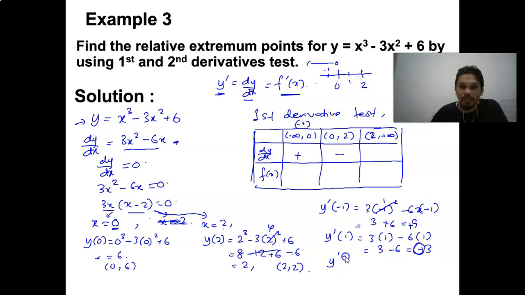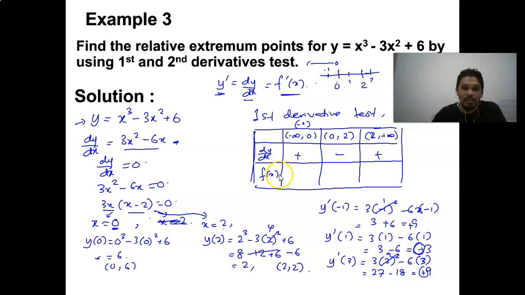And then y prime for any value of x between 2 and positive infinity, I choose the nearest one here, which is 3. So 3 times 3 squared minus 6 times 3. 3 squared equals 9, 9 times 3 is 27, minus 6 times 3 equals 18. So 27 minus 18 is 9 here, positive. Okay, and we come out with positive.